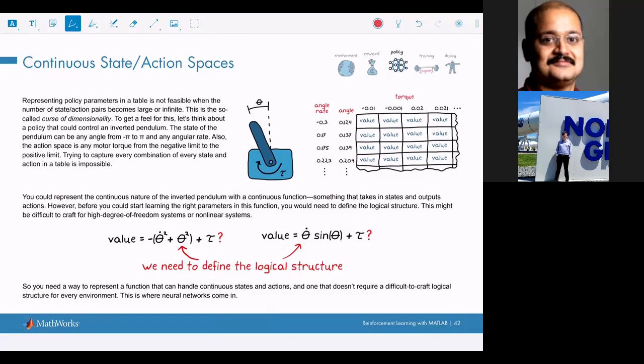So basically, you define some sort of a value. In this particular case, that value is theta dot (velocity) squared plus theta squared, which is the angle squared, plus torque. Or you can have a value which is velocity multiplied by sine of theta plus torque. You have to define some sort of logical structure that, based on the states like angle and angular rate, and based on a certain torque, specifies a certain value that you can compute.